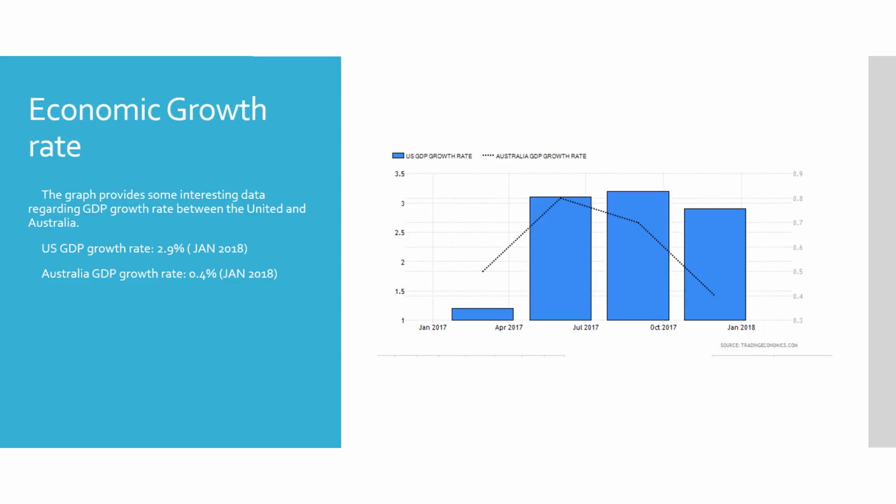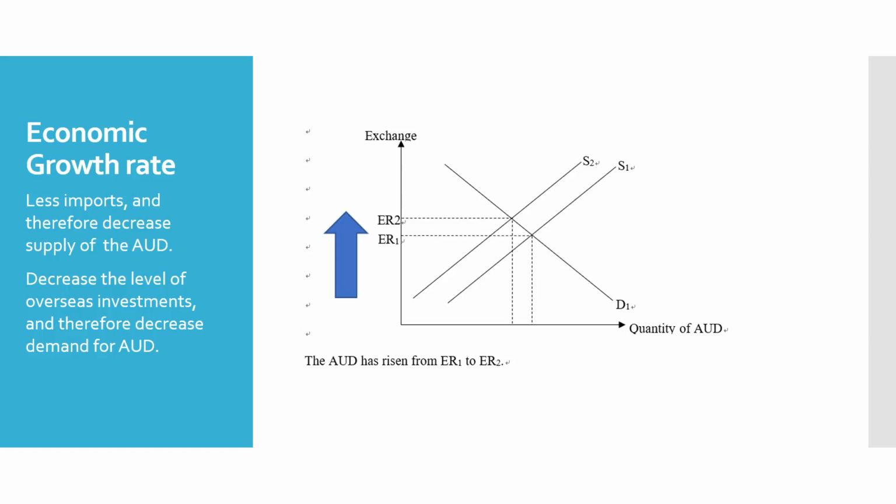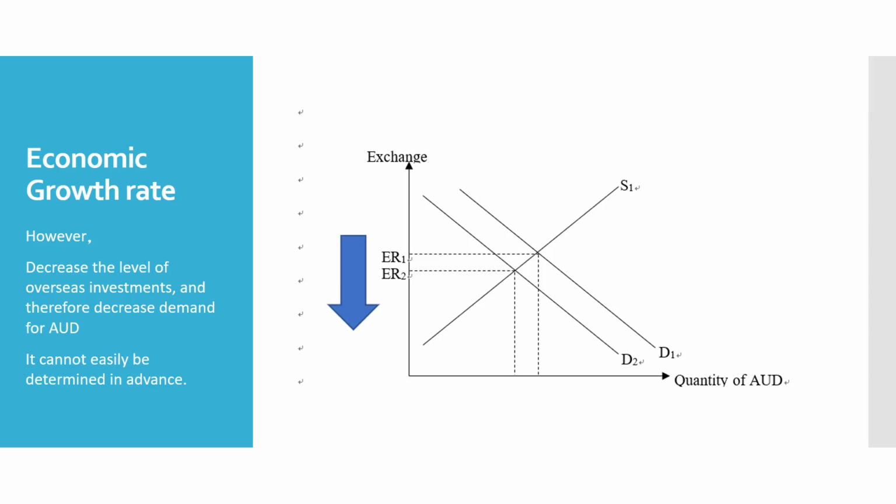For example, when Australia has a lower economic growth rate, it can lead to less imports and therefore decreased supply for the AUD. The AUD has risen from exchange rate 1 to exchange rate 2. However, it can also decrease the level of overseas investment and therefore decrease demand for AUD. Then the AUD has fallen from exchange rate 1 to exchange rate 2. In the above case, the supply effect is to increase the price of the AUD, while the demand effect is to decrease the price of AUD.